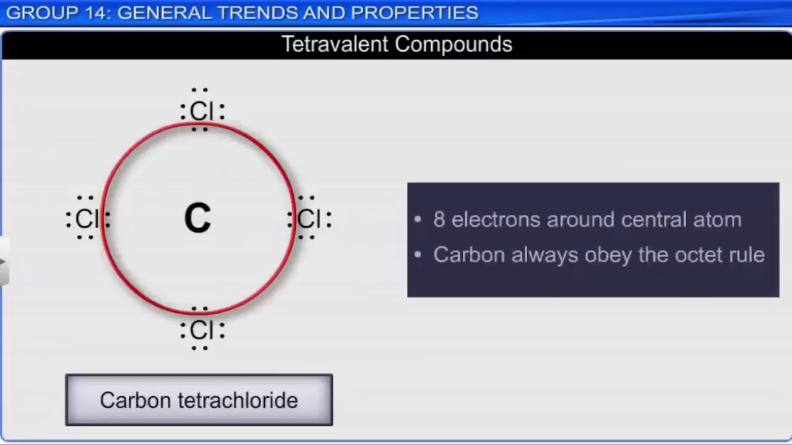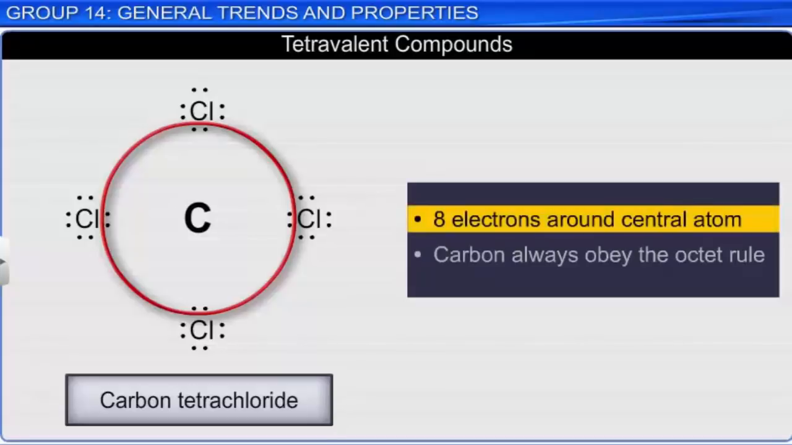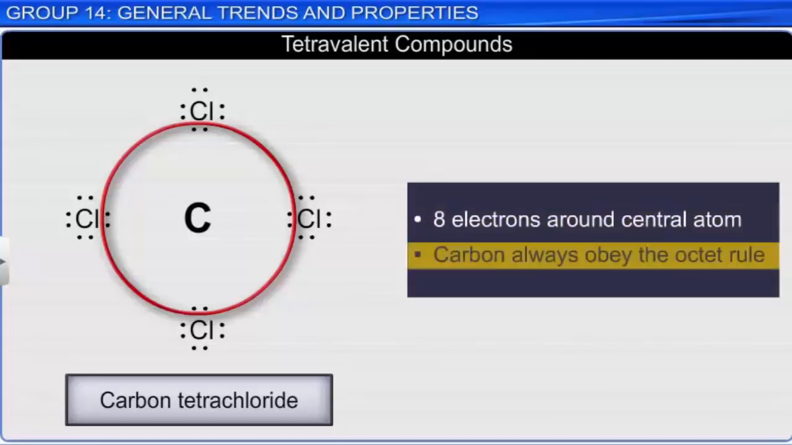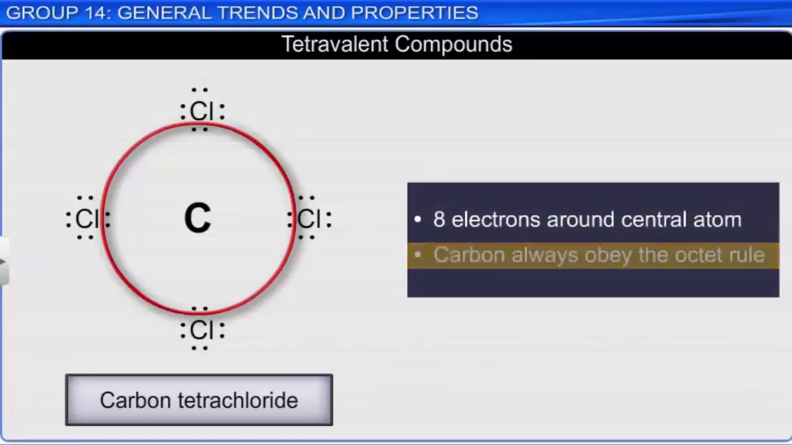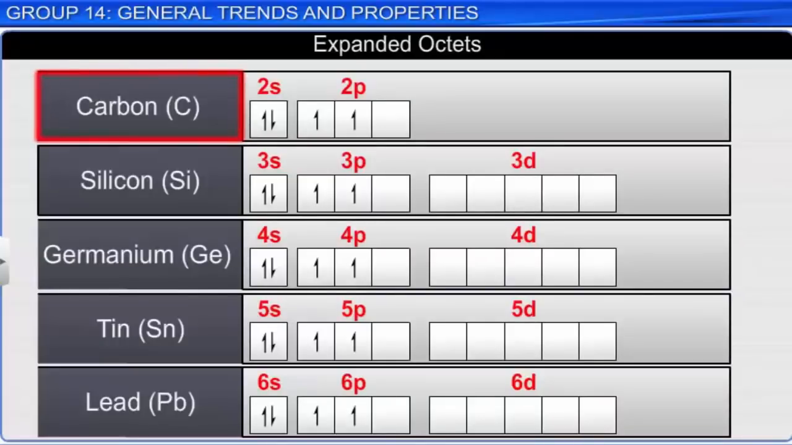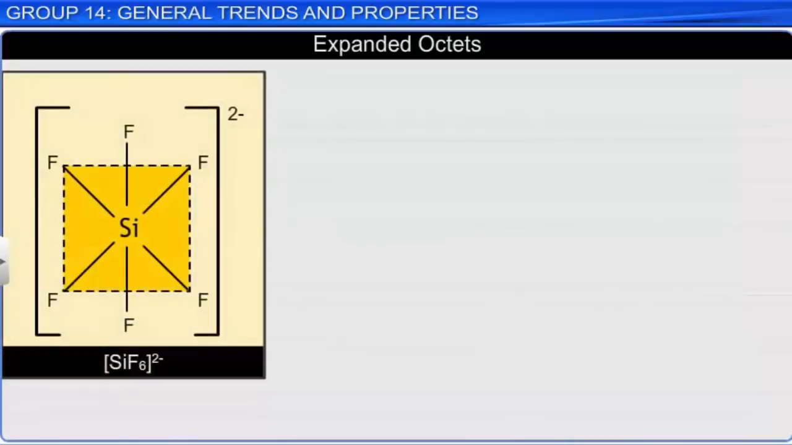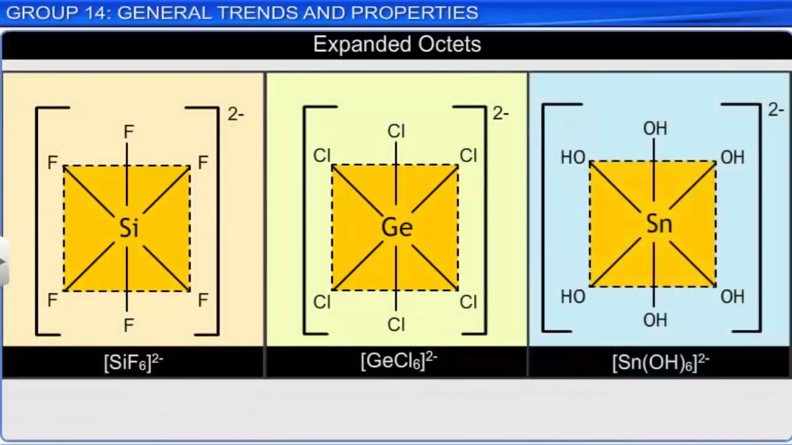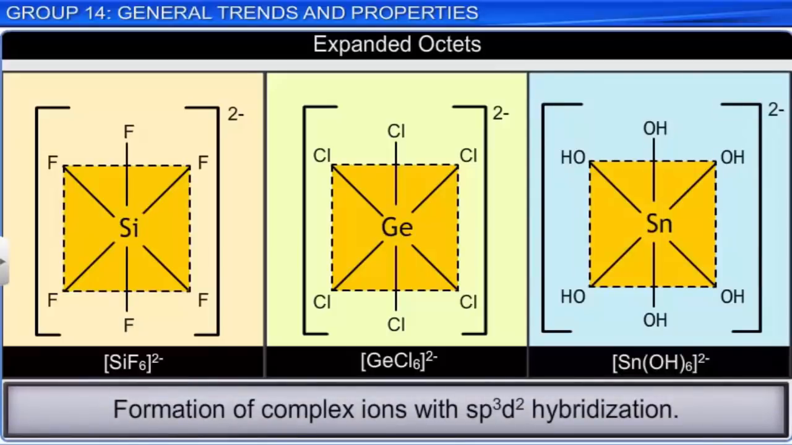Tetravalent compounds, such as carbon tetrachloride, have 8 electrons around the central atom. Carbon always obeys the octet rule. Such electron-precise molecules would not be expected to act as electron donors or electron acceptors. Carbon cannot achieve an expanded octet. However, the other members of group 14 can form species with expanded octets due to the presence of unoccupied d orbitals. For example, silicon, germanium, and tin all form complex ions with sp3d2 hybridization around the central atom as shown here.